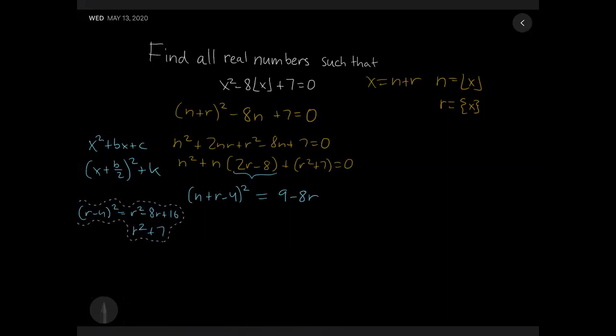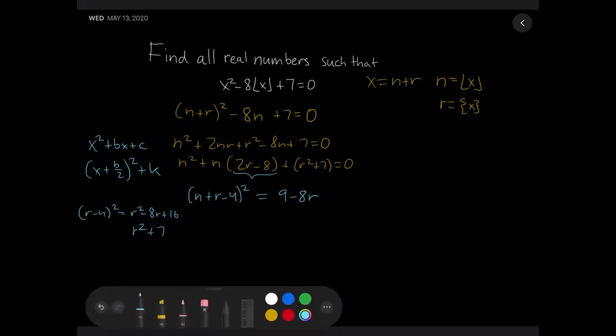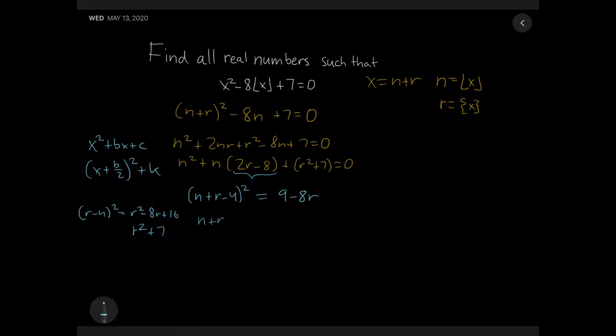So now it's kind of clear that we can square root these, and we get n plus r minus 4 is equal to plus or minus the square root of 9 minus 8r. So n, our integer value, is going to equal 4 minus r plus or minus the square root of 9 minus 8r. So this entire process was to isolate n. That is the motivation behind all of this.